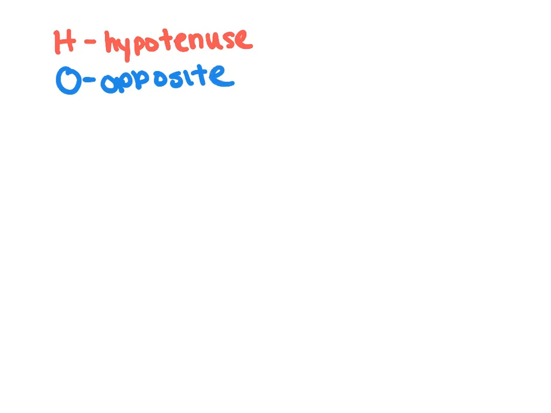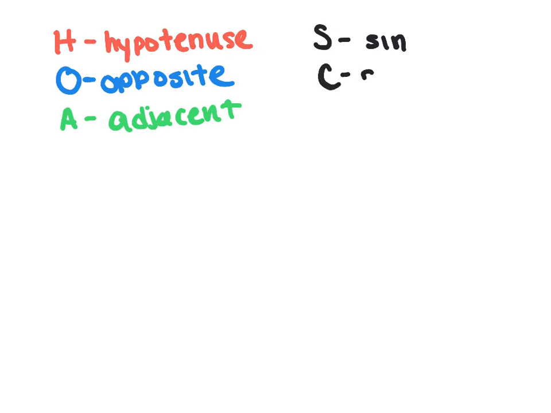Now, to help you remember the relationships, there's a few mnemonic devices that they use. With the mnemonic devices, they let H stand for the hypotenuse, O stands for the opposite, and A stands for the adjacent. And they also use that S stands for sine, C stands for cosine, and T stands for tangent.